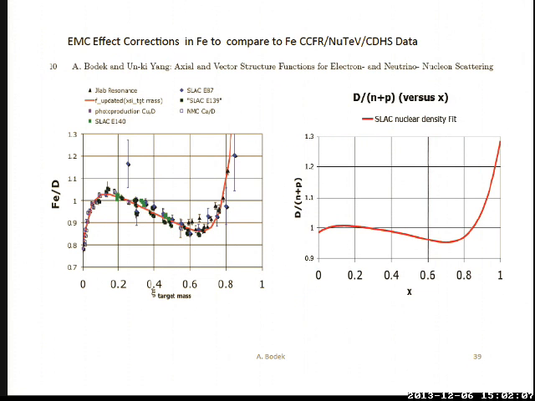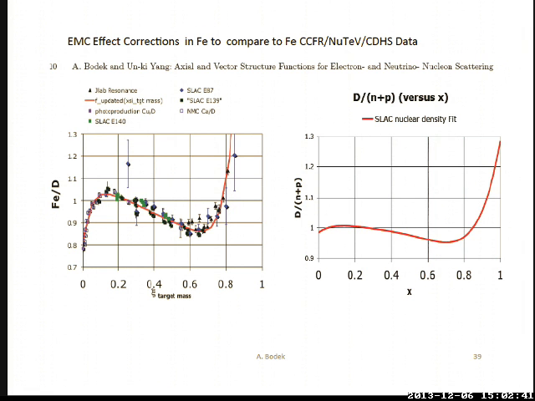All right, you're looking at CCFR data and CHORUS data, all those other data. They're all on iron. What are you going to do? Well, I have to correct them. So we have this SLAC data for Fe over D, and the PDFs I'm using are for free protons and neutrons. So to go to deuterium, we have a deuterium nuclear density correction, which is an EMC effect like deuterium. So you use this curve to go from free neutrons and protons to deuterium. And these have been measured in electron scattering.